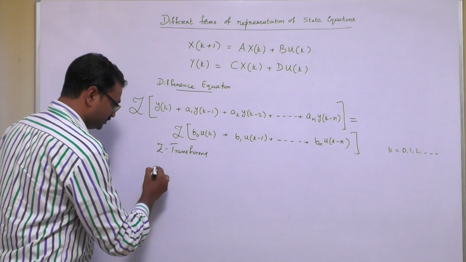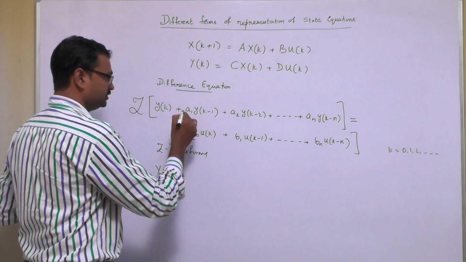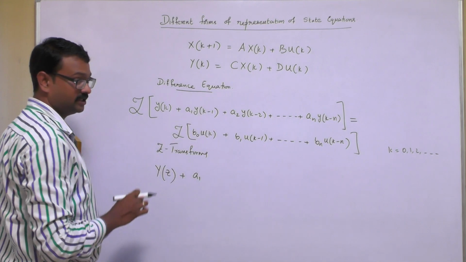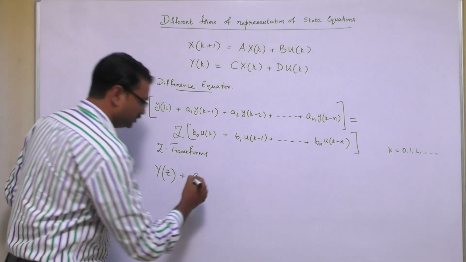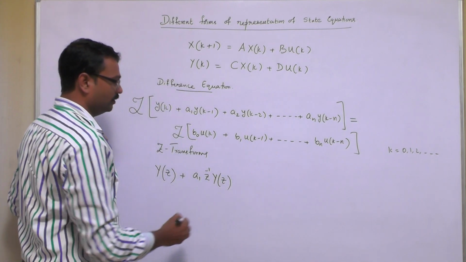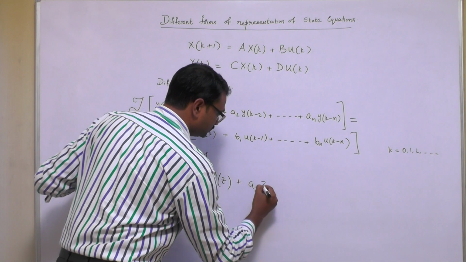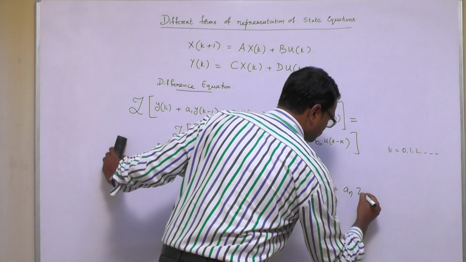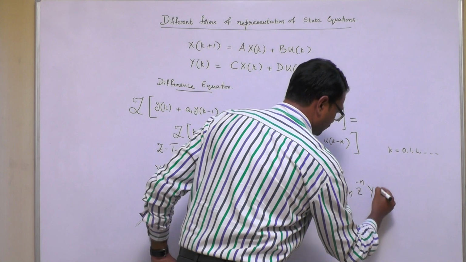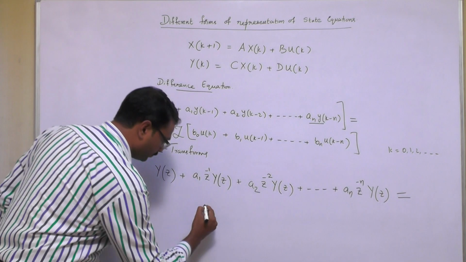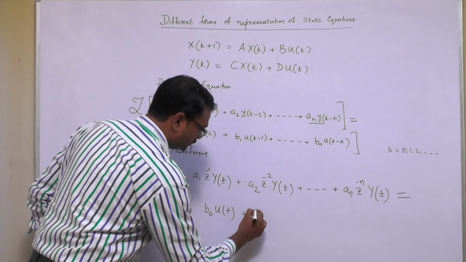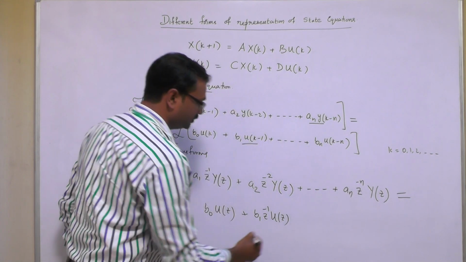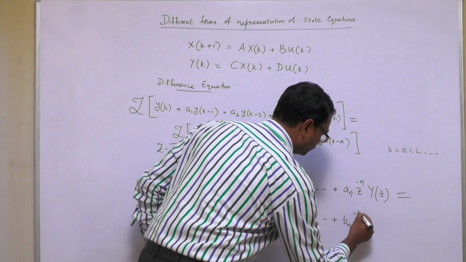Therefore, Z transform of y of k, as per the definition, we have Y of z plus a1, which is a constant, so we can take it out without any problem because of the linearity theorem. And Z transform of y of k minus 1, a time delayed Z transform, we have already proved that theorem, so it is z inverse Y of z, plus a2 z power minus 2 Y of z, plus so on, an z power minus n Y of z, is equal to b naught U of z plus b1 z inverse U of z plus so on plus bn z power minus n U of z.